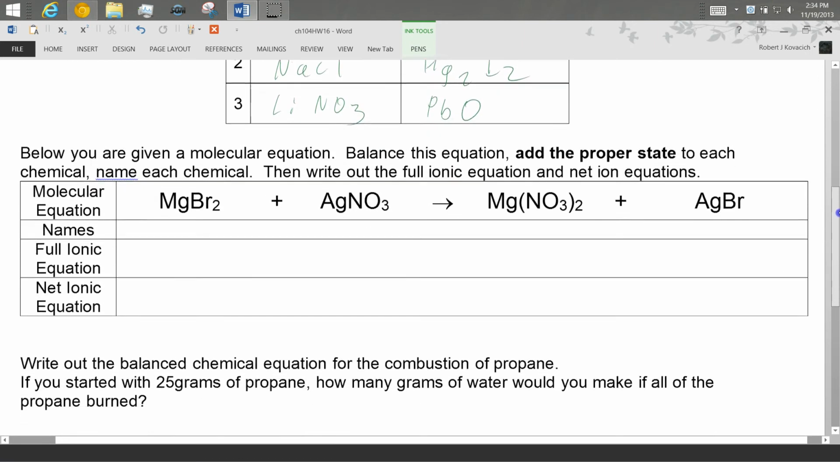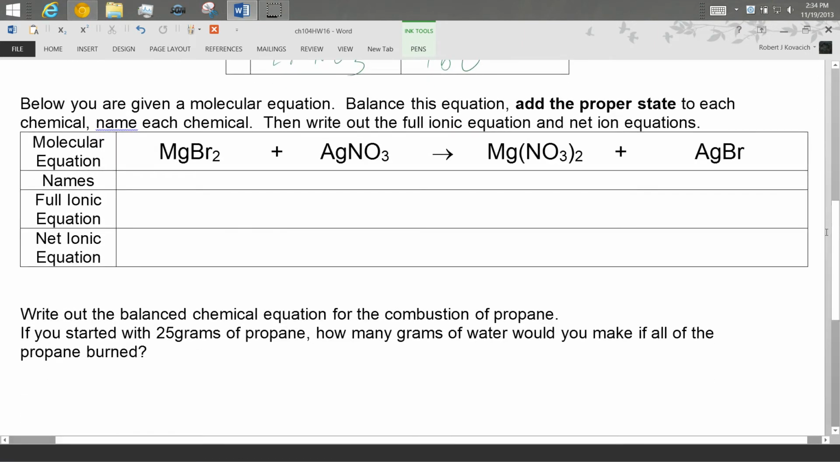Let's move on to this one. So what do we have for names, first off? All right, so we got some magnesium bromide and some silver nitrates. What else we got? Okay, let's go ahead and balance it. What do we need?